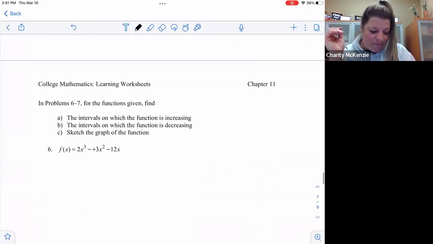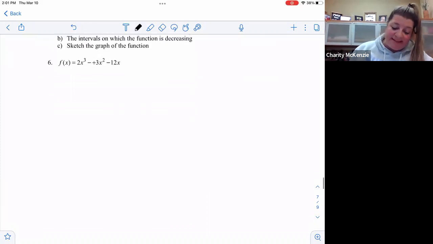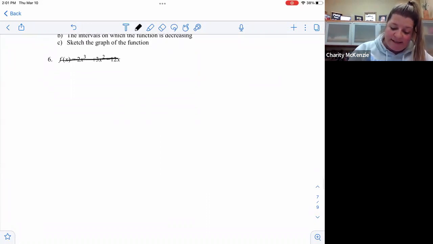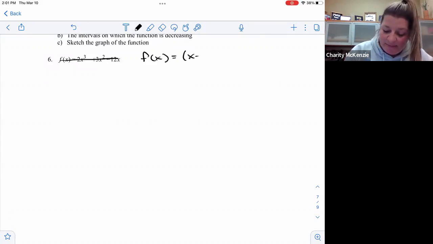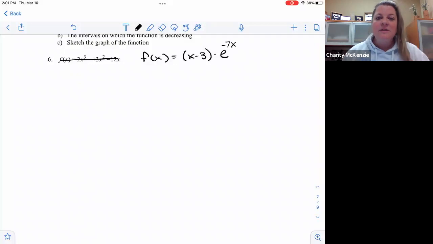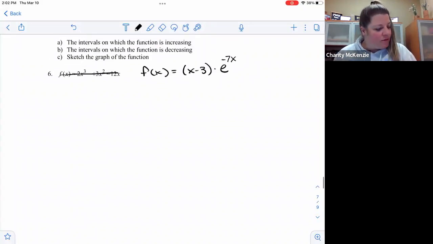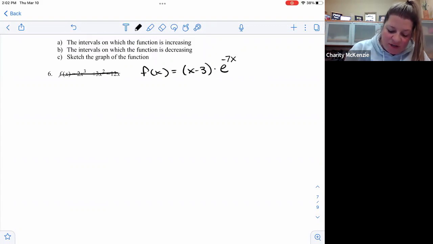Okay, so I am going to change problem 6. Way too easy. Let's change this function to x minus 3 times e to the negative 7x. We're still doing the same thing, increasing, decreasing. We could sketch the graph, but I also want local min or max.